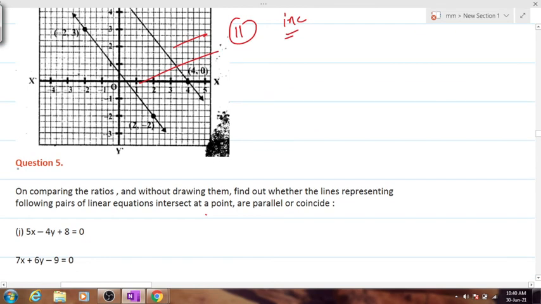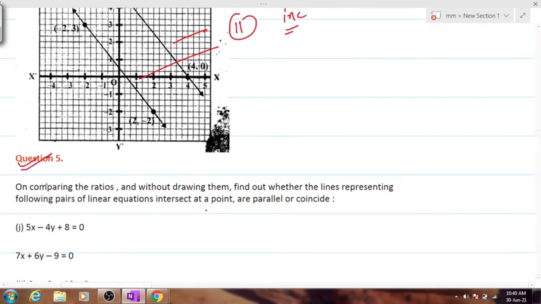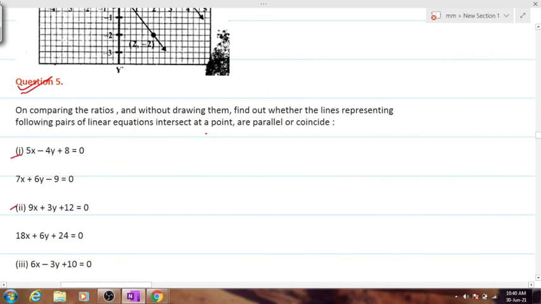Clear? Now comes question number 5. You have the first, second. You have two. I want you to tell me without drawing the graph whether these lines will intersect, be parallel, collide, whatever. These types of questions usually come for 1 mark, okay? In which you just simply ask, tell if the lines are intersecting or parallel or coinciding. Tell me this one.